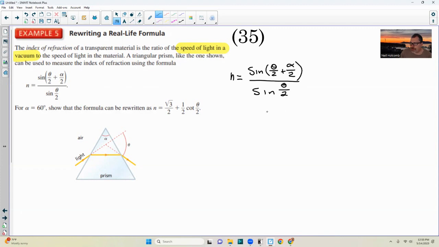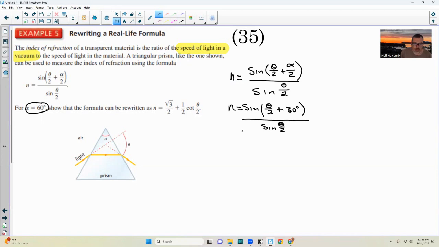Now, we're told that alpha is 60 degrees, so that's going to go here. Then n equals the sine of theta divided by 2 plus, well, alpha 60, 60 divided by 2 is 30 degrees, all over the sine of theta divided by 2. So that's the first step.